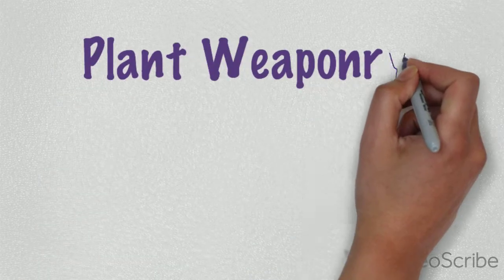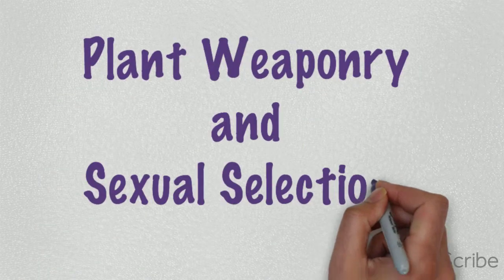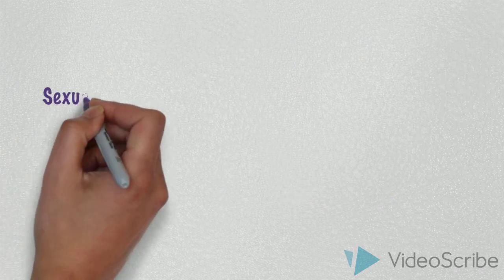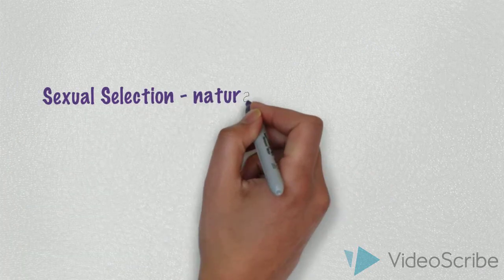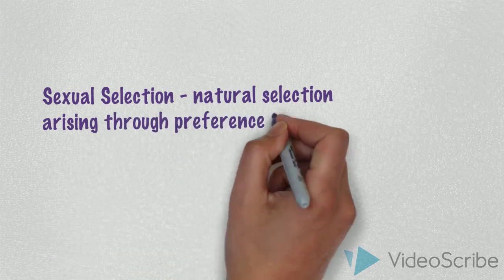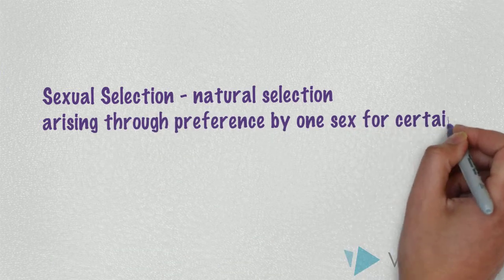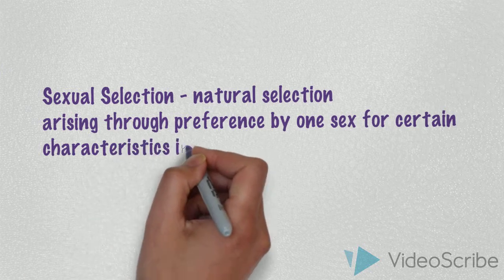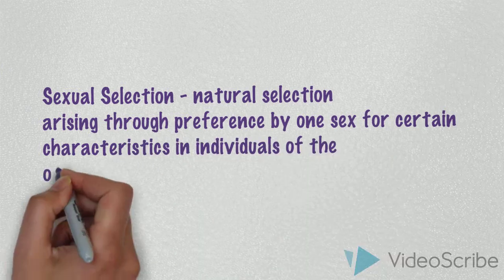Plant weaponry used in sexual selection. As we learned earlier in the semester, sexual selection is a type of natural selection arising through preference by one sex for certain characteristics in individuals of the other sex.